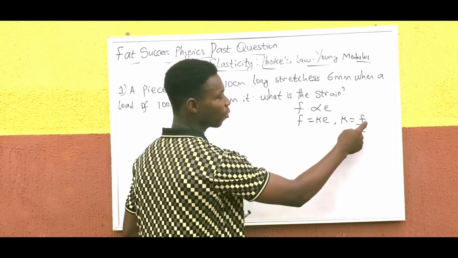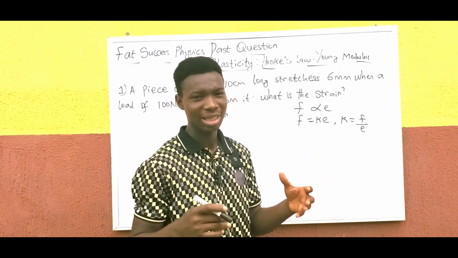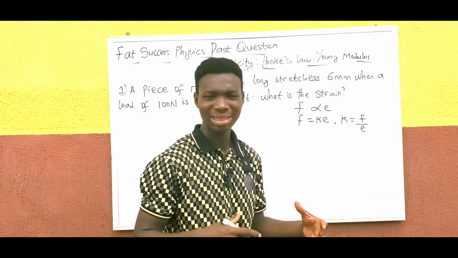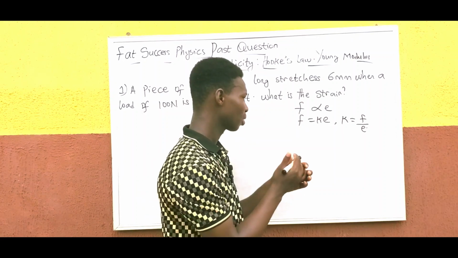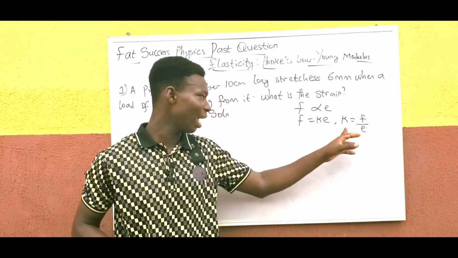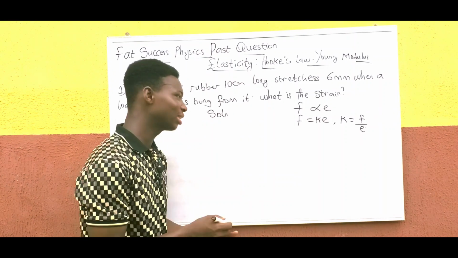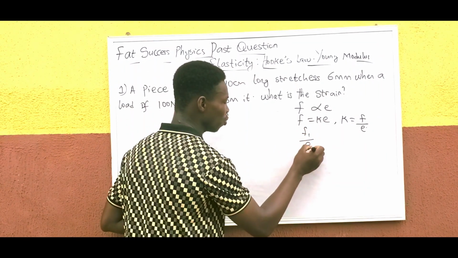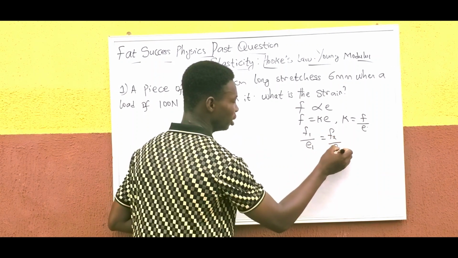So from here, don't forget that from the derived quantities in an earlier part of our video, we said that the formula for force is the same thing as mass times acceleration. But before we get there, let me quickly introduce this for you. Since we have that K equals force all over extension, we can say it's still the same thing as F1 all over E1 equals F2 all over E2.